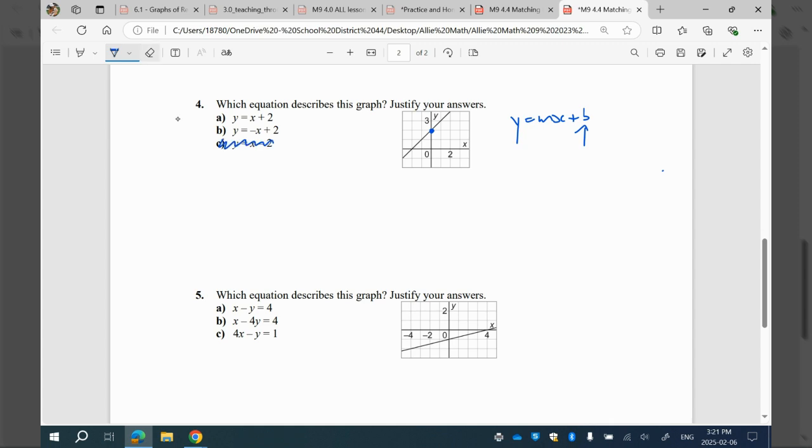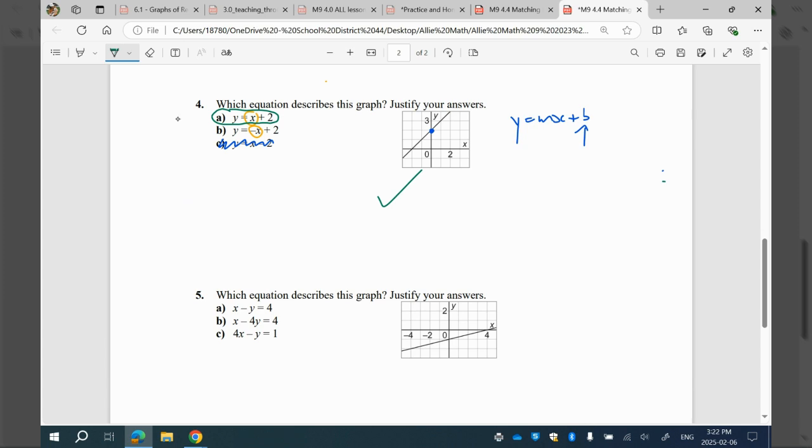But here we have something interesting. We have a positive x and we have a negative x. Is this line moving like a check mark? Yes, it is. So it's going to be a positive x. It can only be the one right there. And then we can confirm that.